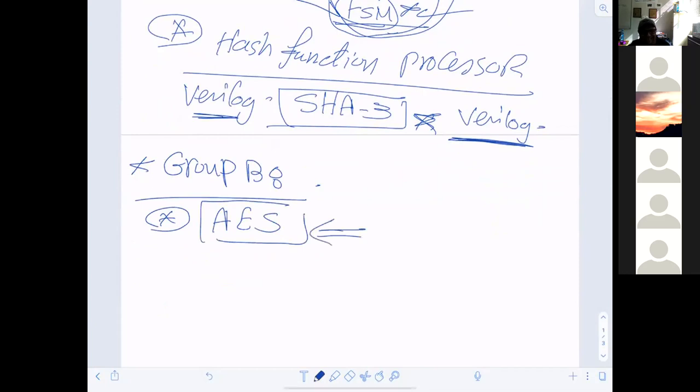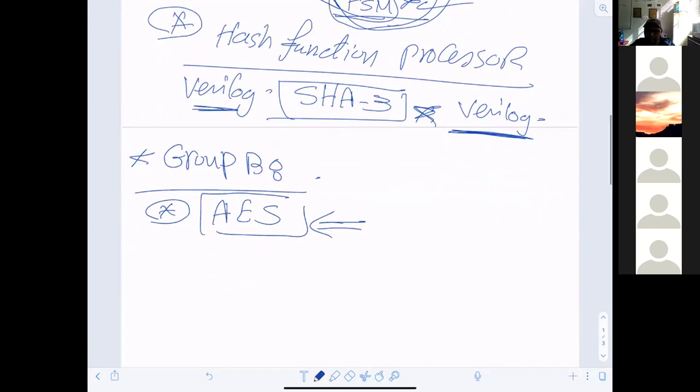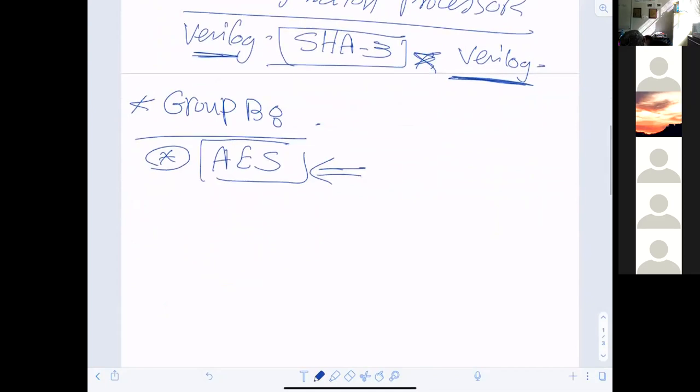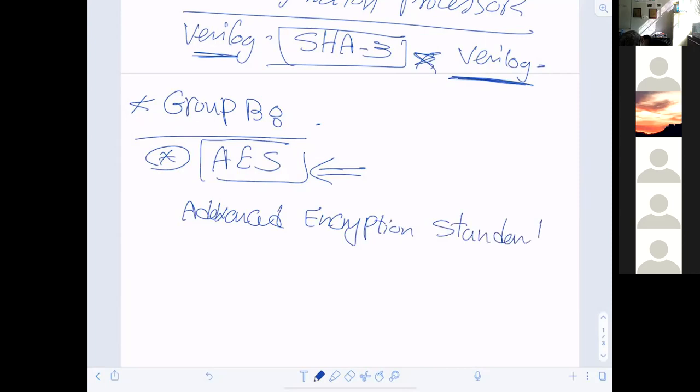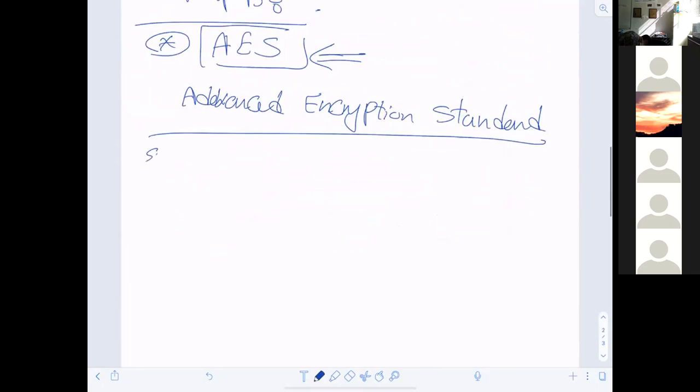How many of you have heard about AES? It's the Advanced Encryption Standard. Advanced Encryption Standard. It's a symmetric key algorithm.